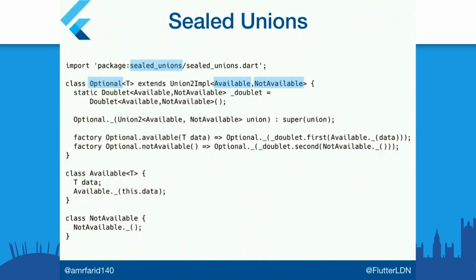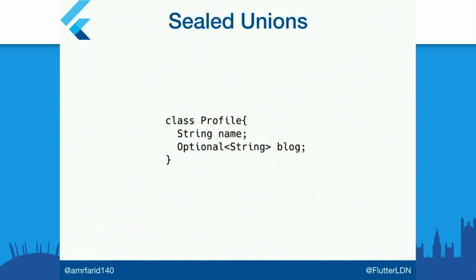So we can use something like sealed unions, for example. Sealed union is a package that you can get from pub.dev and allows you to specify unions between different types and wrap them in a wrapper. So for example, in this instance, we have our optional wrapper of type T, so we can use it across any type, and that union can either be available or not available. And now, when we look at the piece of code from a domain point of view, from an application business logic point of view, we can see that the profile has an optional field that is a blog and that can be available or not available.